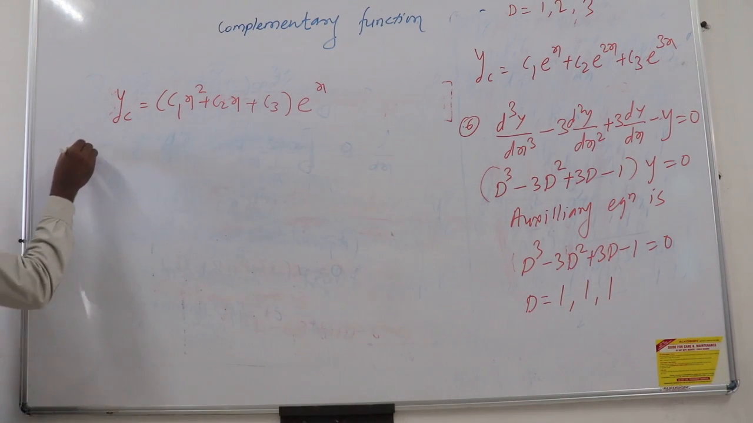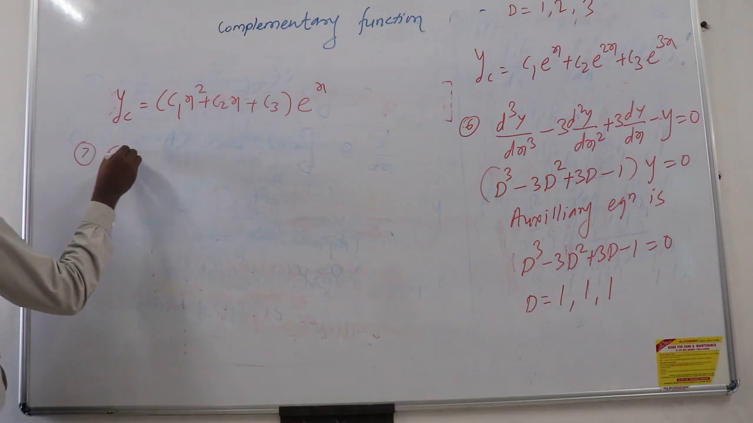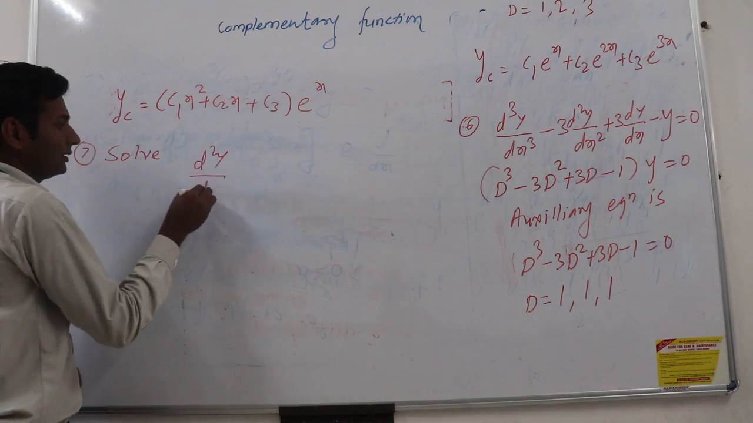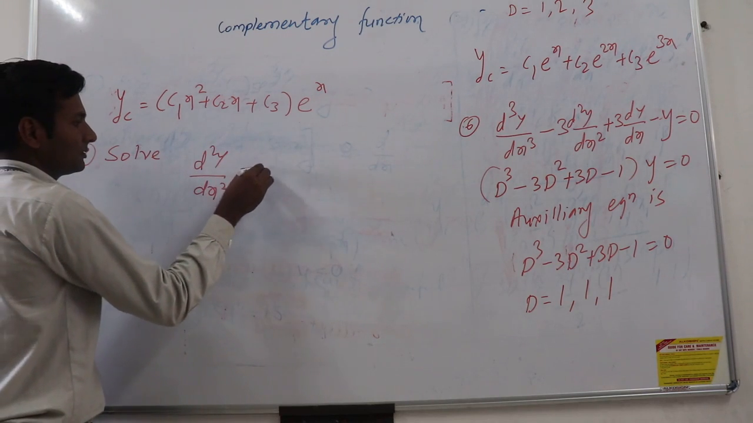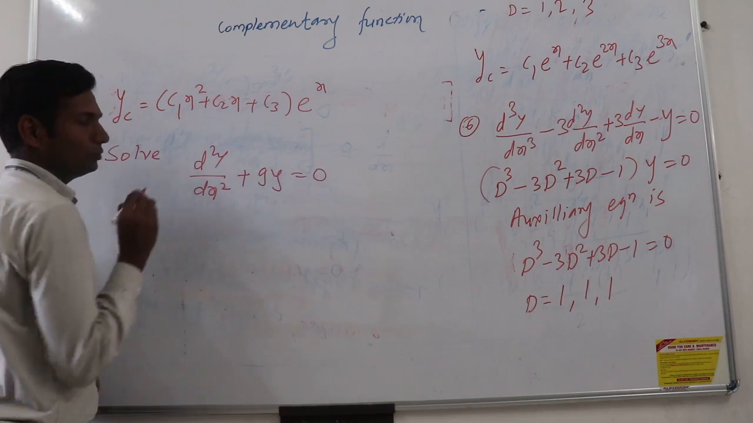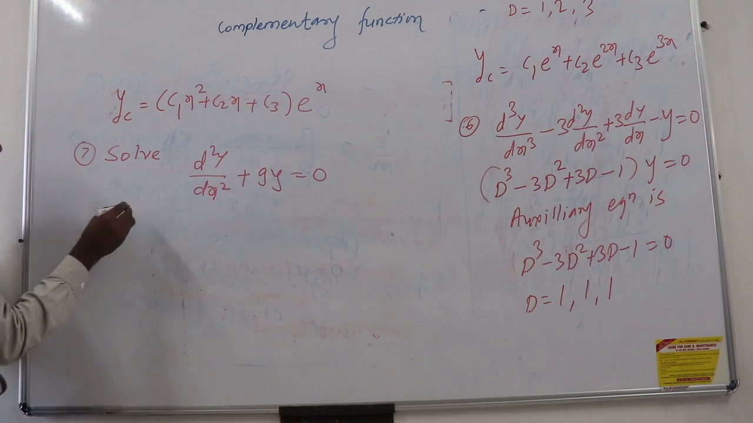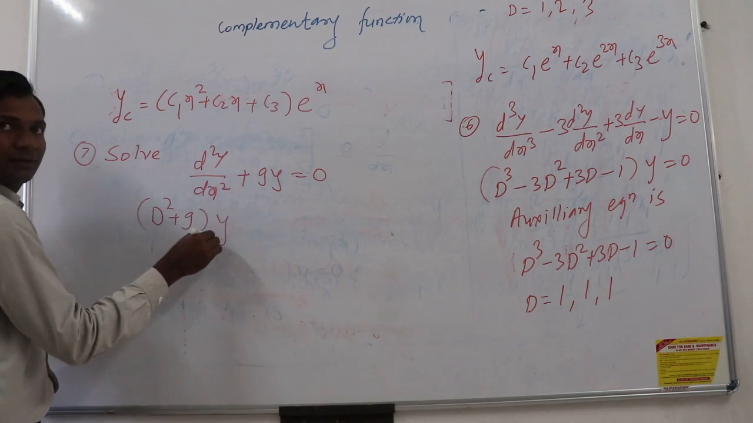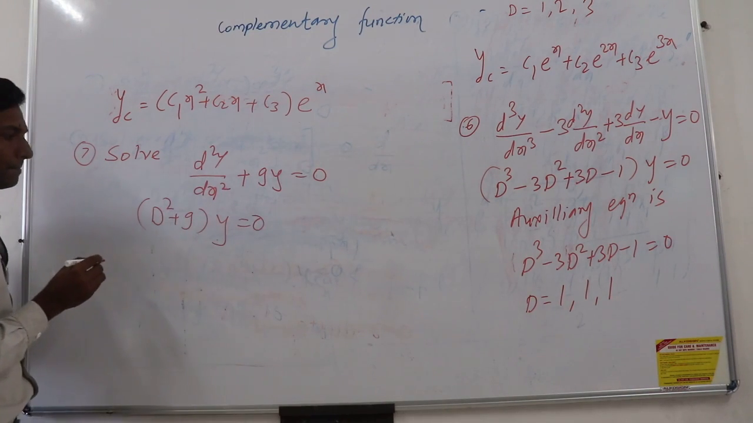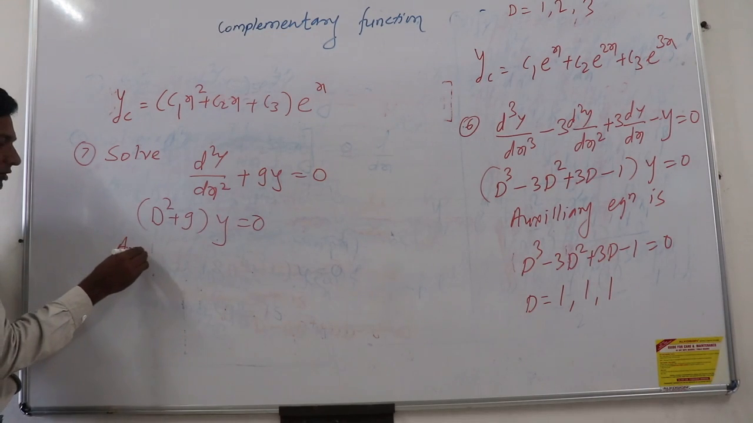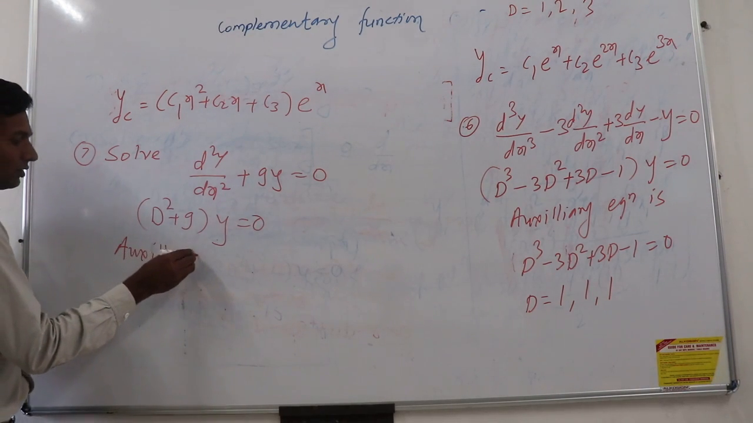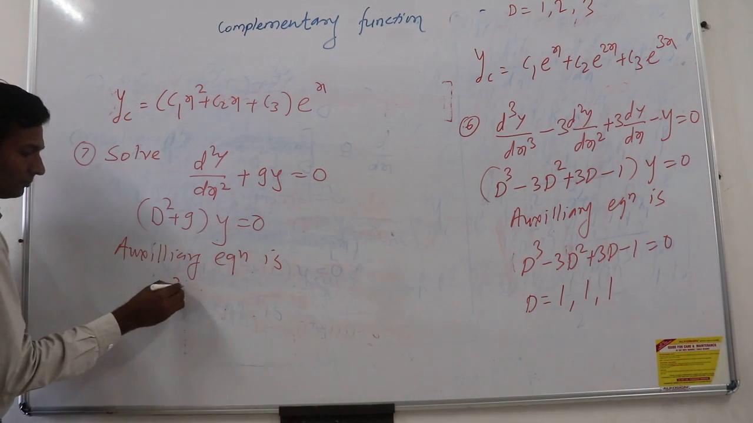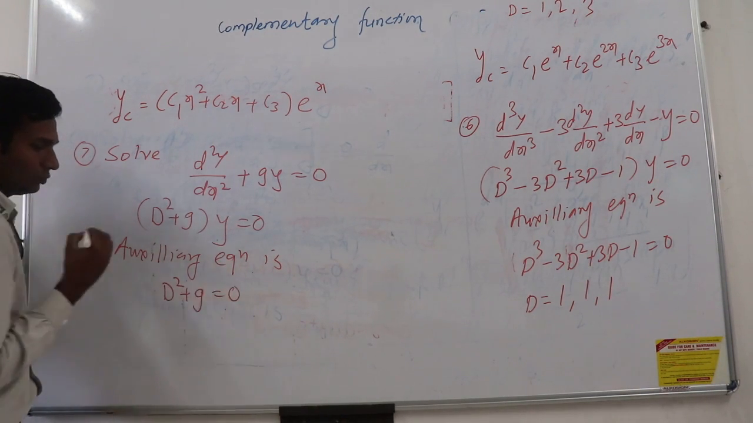So again I take the next one. Solve d2y by dx square plus 9y is equal to 0. This differential equation is written as (d square plus 9) of y is equal to 0. Then its auxiliary equation is d square plus 9 is equal to 0.